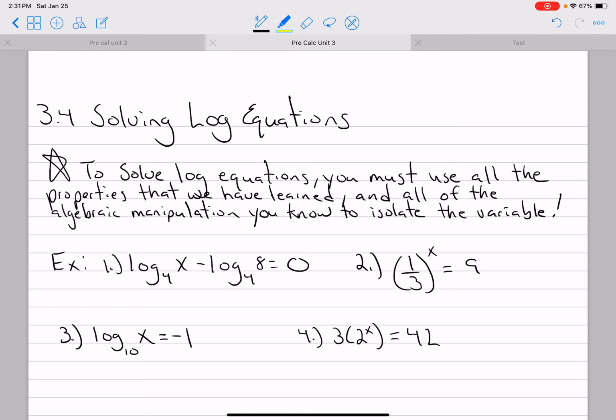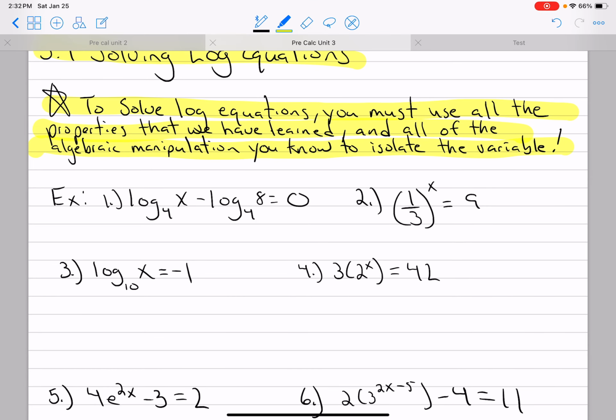This one is not a lot to write down. I think you're just going to learn it from doing it and trying it. You all have all the tools that you need. So 3.4, solving log equations. To solve log equations, you must use all of the properties that we have learned and all of the algebraic manipulation you know to isolate the variable. It's just solving equations, all right? So let's see what we can do with this.